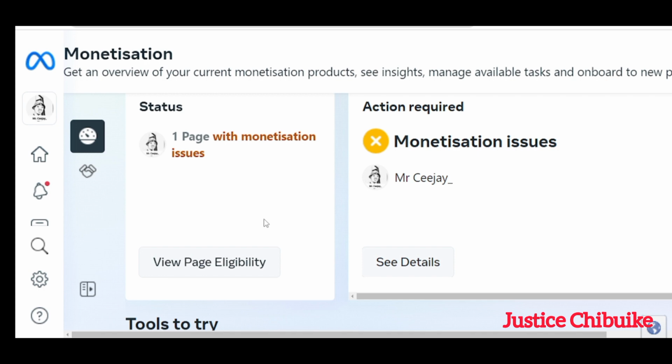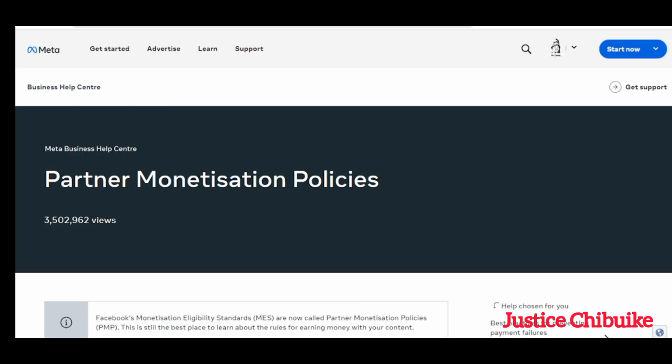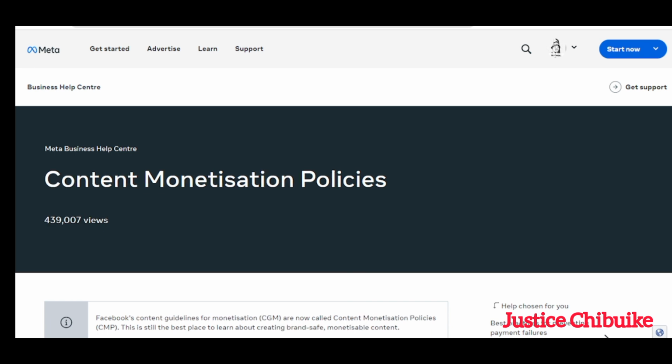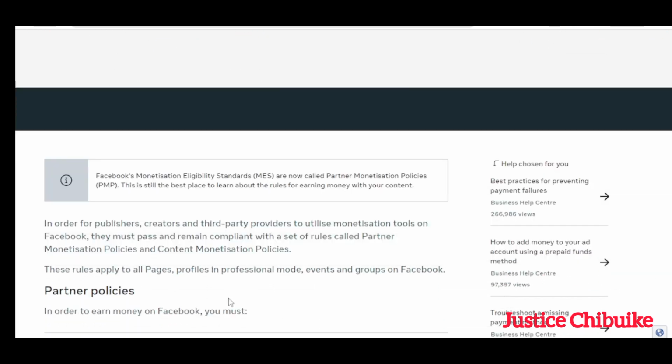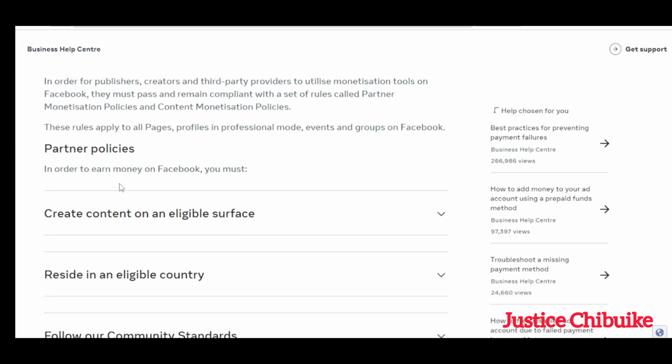So on Facebook, there is what we call partner monetization policies and content monetization policies. So these are two different things and they need to be studied. This is where Facebook has highlighted the things that may likely cause monetization issues. So I'm going to dive into it and we are going to discuss it bit by bit.